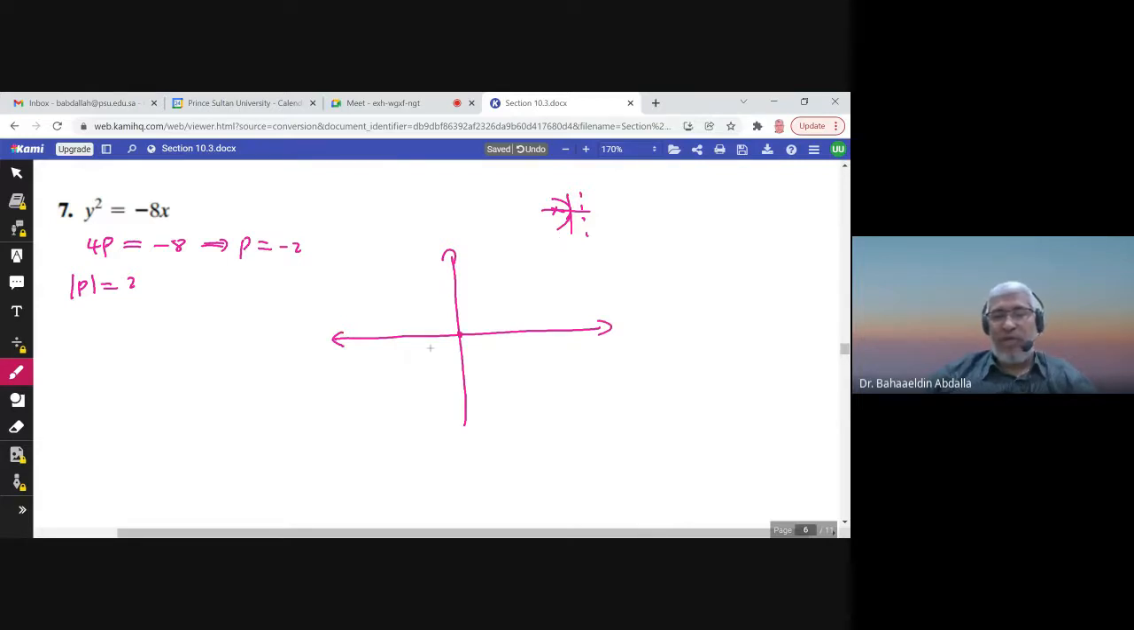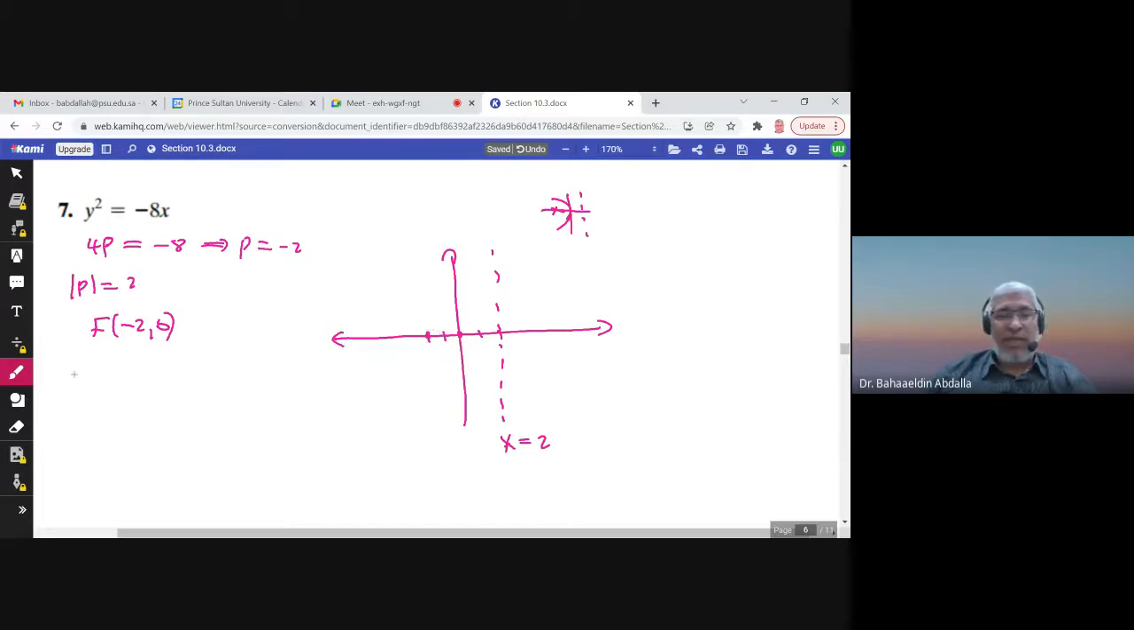The absolute value of p is the distance from the vertex. It opens to the left, so I go right and left. This would be the equation of the directrix, x equals negative p. In this case, that would be 2. And the focus would be here. So the focus is negative p and 0. The focus is always p and 0. Or you can see that it's negative 2 and 0.